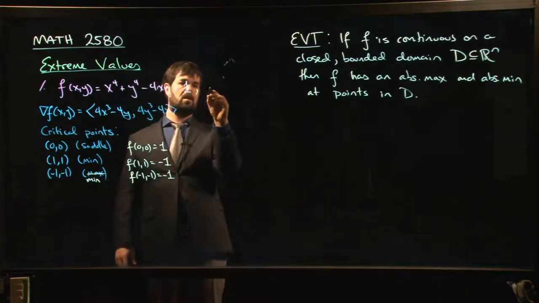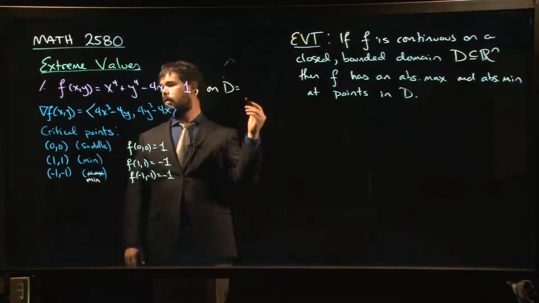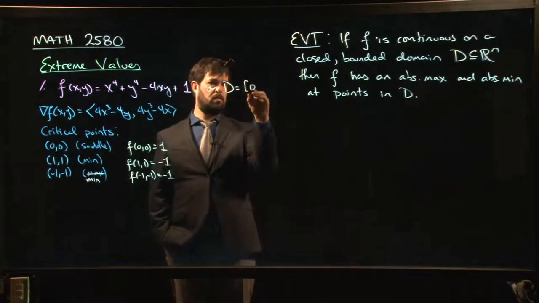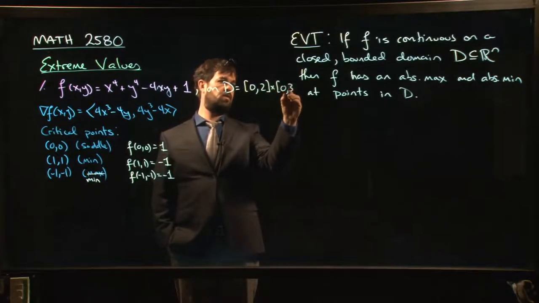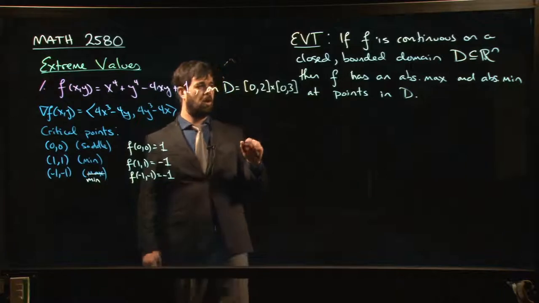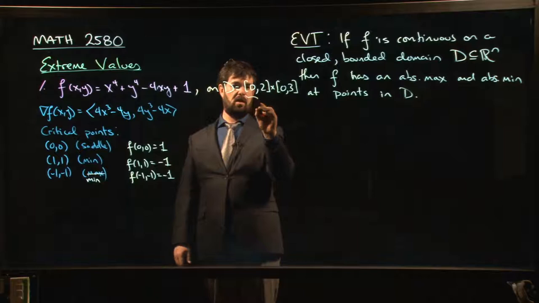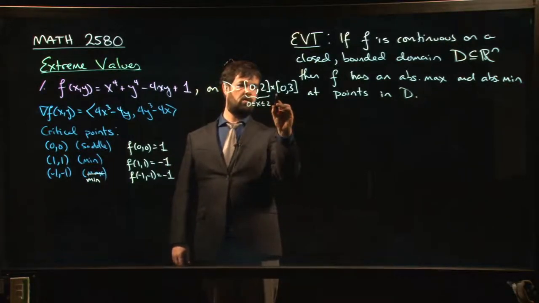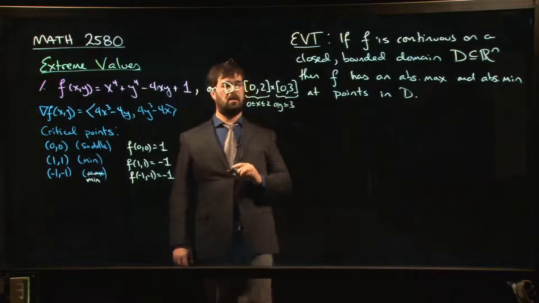So let's say we want to do a rectangle. Let's say we do this rectangle, 0, 2 times 0, 3, right? By the way, this is Cartesian product notation. This just means that x is between 0 and 2, and y is between 0 and 3.